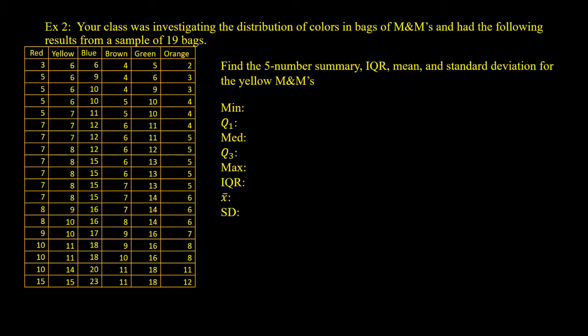It's already in order for us, the yellow, so the minimum is 6, the maximum is 15. We have 19 bags, so 19 plus 1 divided by 2 equals 10. The 10th M&M is our median, and that comes out to be 8. So that 10th M&M is the middle, so I have 9 below and 9 above, so 9 plus 1 divided by 2 is 5. So the 5th M&M before the median and the 5th M&M after the median will be our Q1 and Q3. So Q1 will be 7, Q3 will be 10.